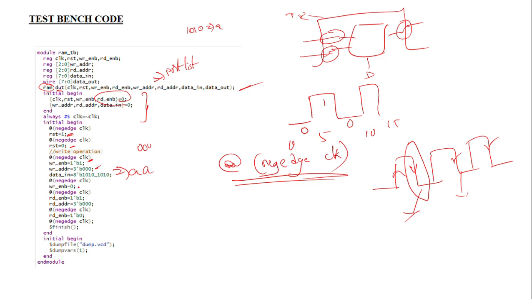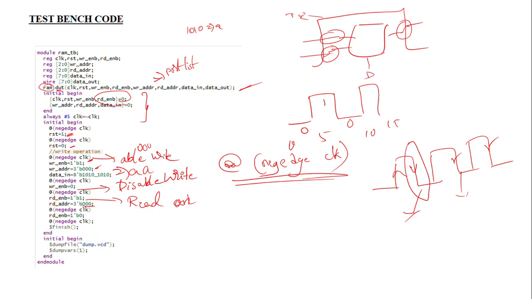At the next negative edge of clock, your write enable is going to be 0. I already said that write enable and read enable will not be high at the same time. So that's why we disable write here. At the next negative edge of clock, read will be enabled, set high. Next we give the read address, so at that particular location we are going to read the data.